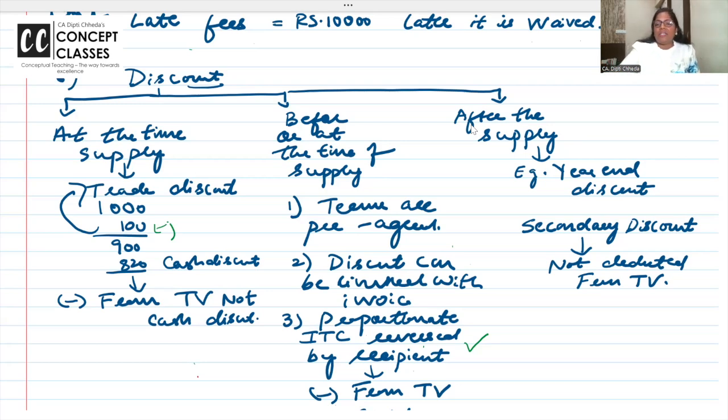The third type of discount, which is given after the supply, is year-end discounts, secondary discounts. They are not deducted from the transaction value.